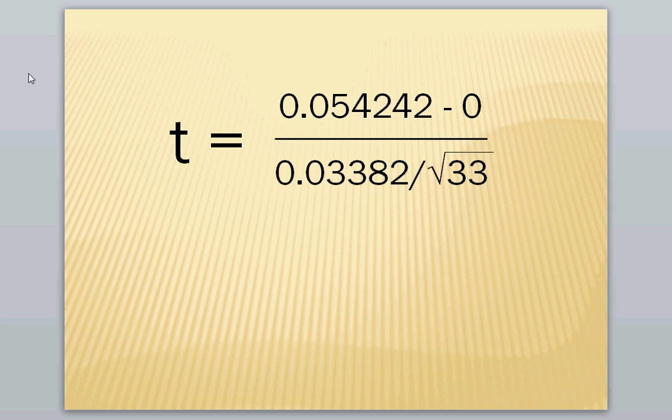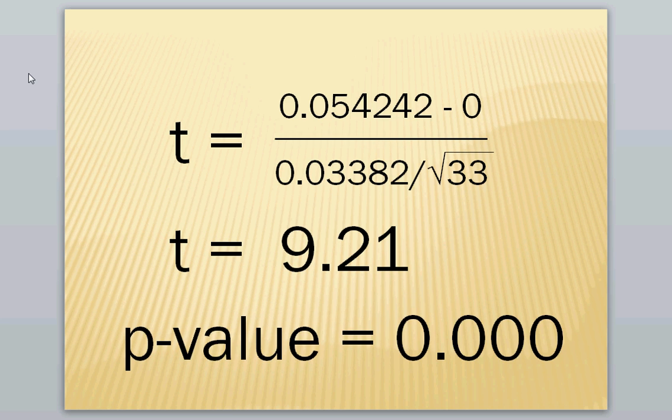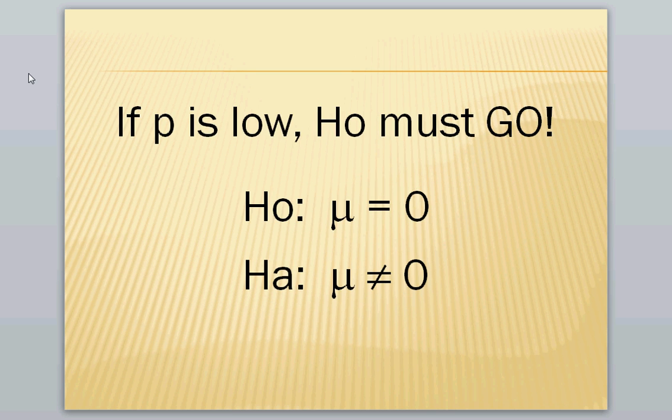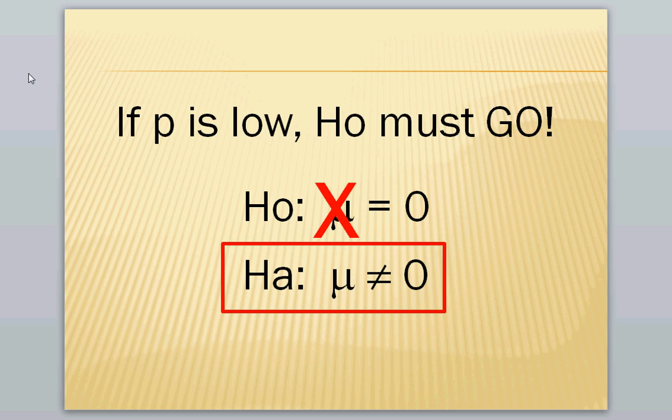Using the mean and standard deviation calculated from the differences, I got a t-statistic equal to 9.21 with a two-sided p-value of essentially 0. This is really, really small, and we all know that if p is low, H0 must go. We would reject the null hypothesis and conclude that the alternative is true. Because our mean difference was positive, we can conclude that Costco is cheaper.